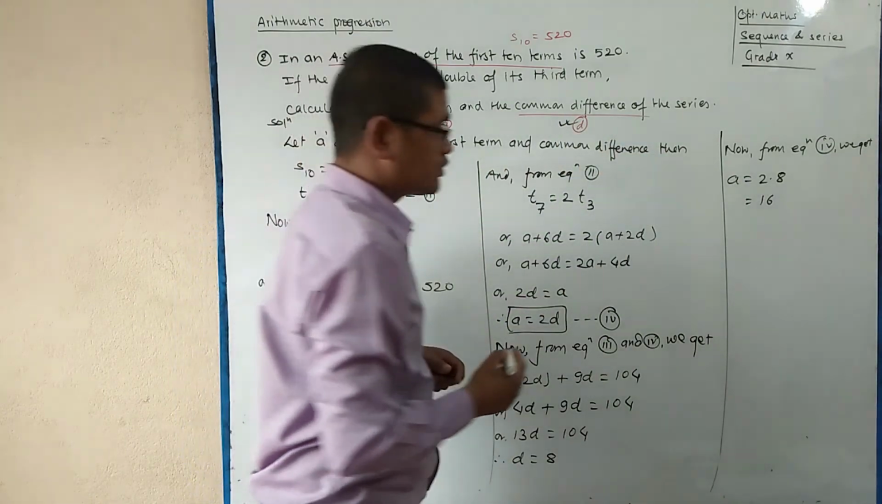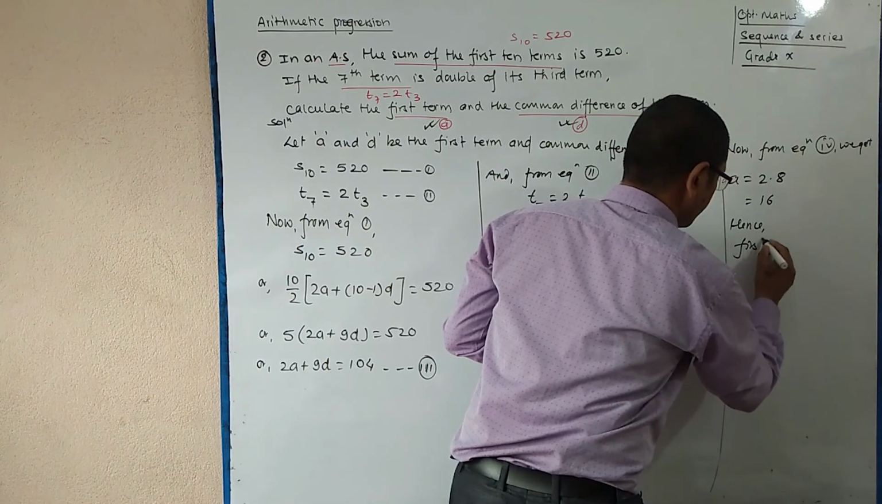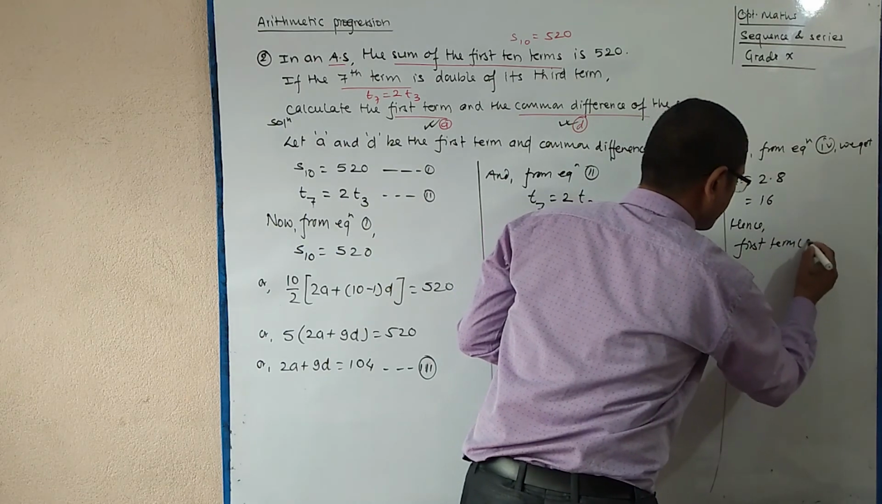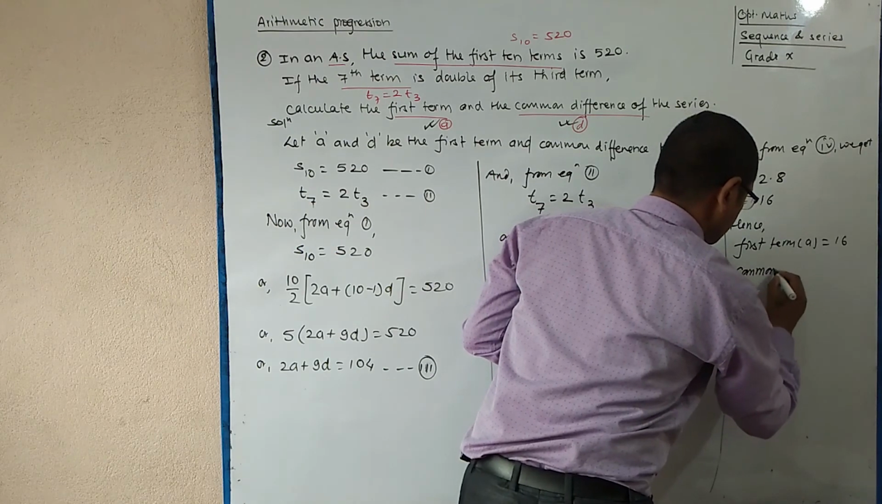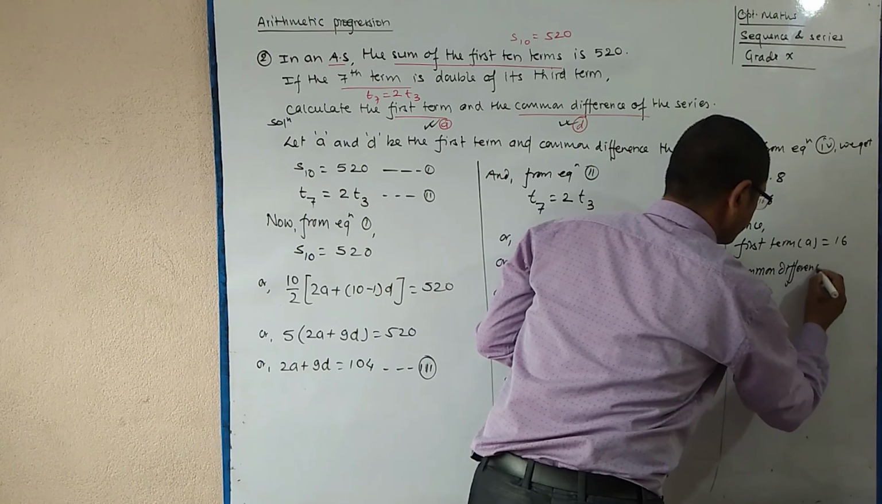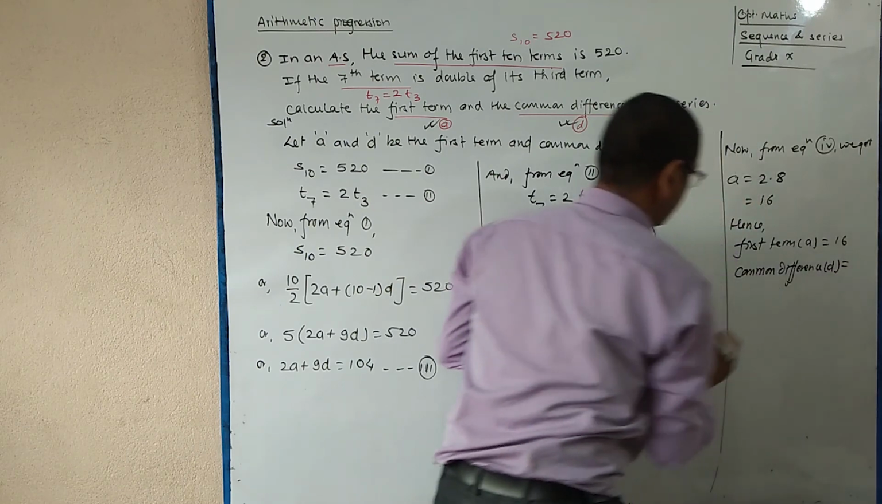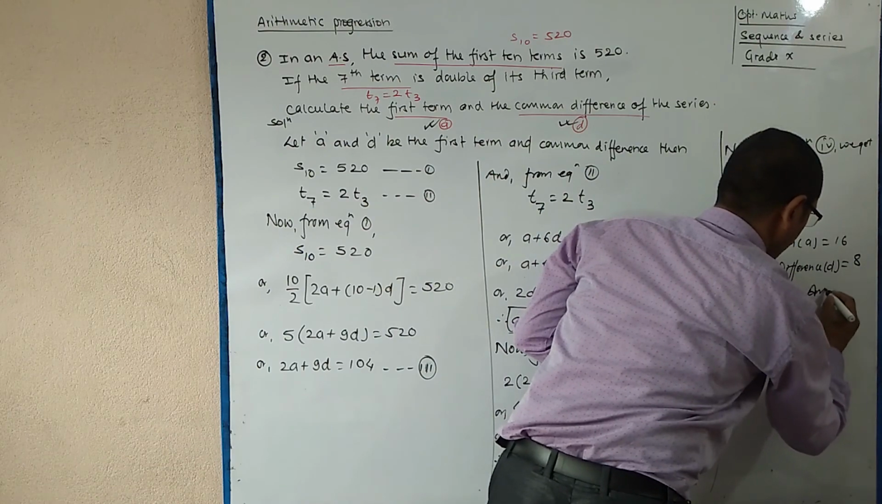So let's give the conclusion. Hence, first term a is 16, common difference d equals 8. Answer.